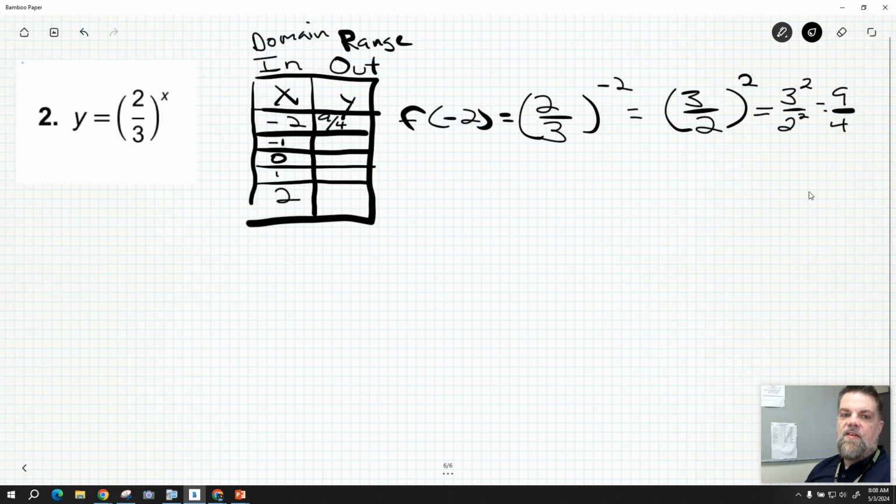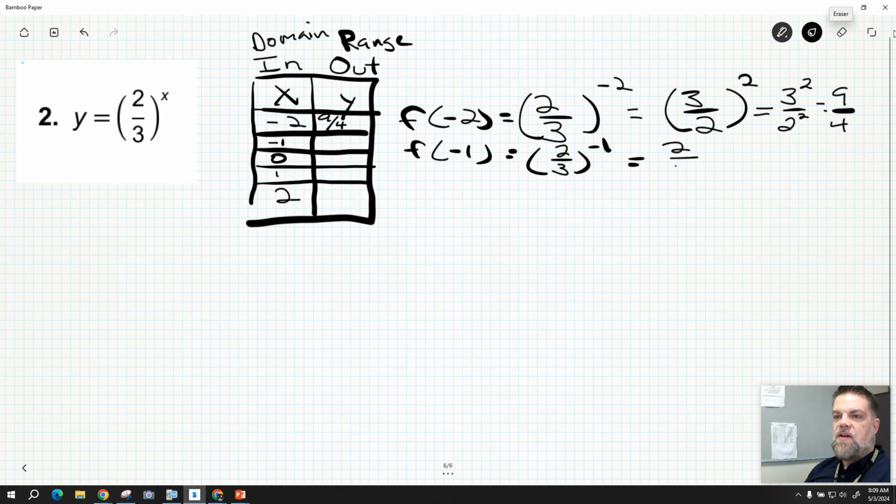All right, so now the next one is going to be f of -1. So that's going to be 2/3 raised to the -1, right? And so that's just going to be 2/3. Oh, no, wait. It's negative. I got to make that negative positive. How do I do that? I've got to flip it. So it's 3/2 raised to the first power, which is just 3/2.